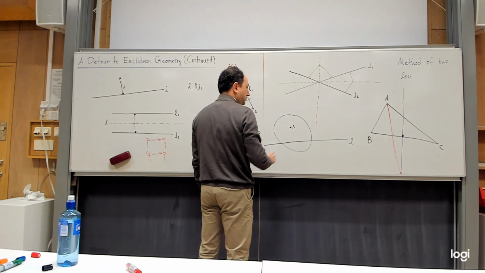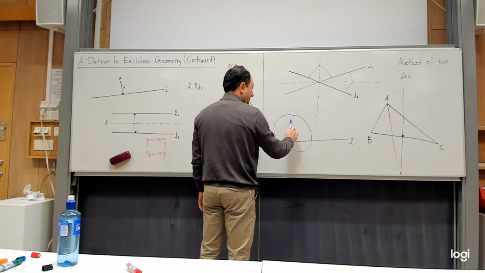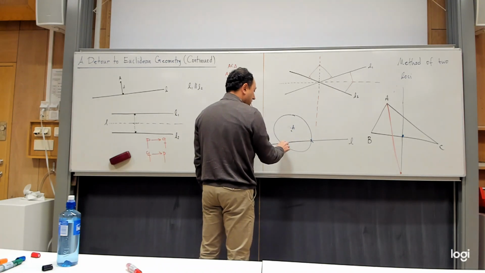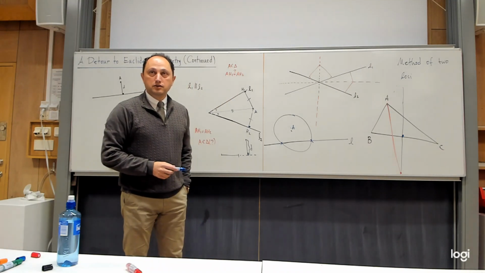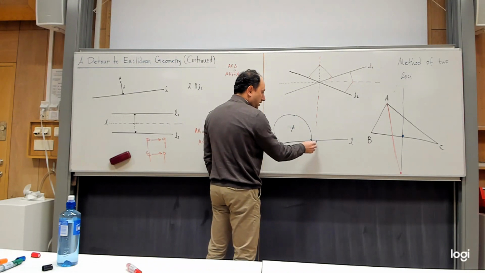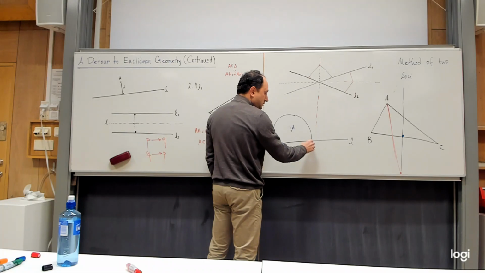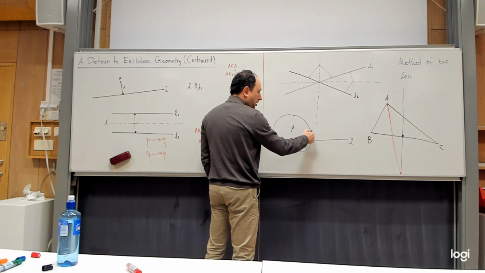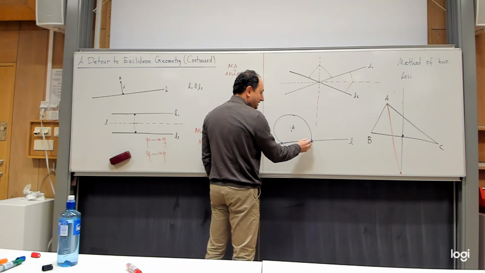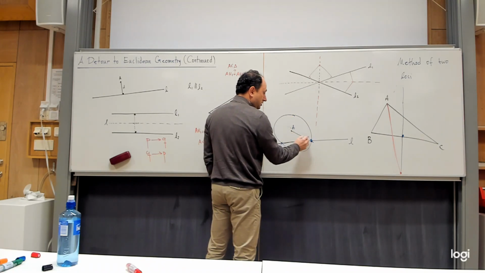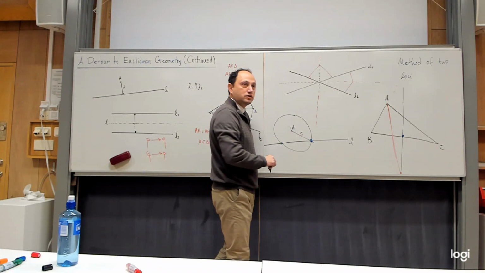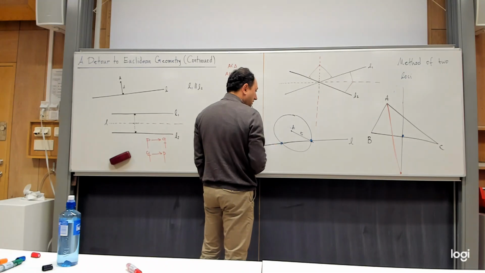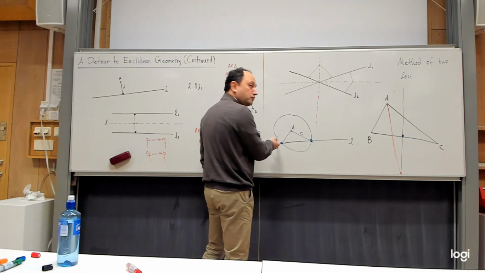Assume that this is 5 meters. Okay, let me change the center. If this is 5 meters, then I look for the intersections. So this point, if I find the intersection between these two, lies on the line, so that's good. It also lies on the circle, so it means that the distance from this point to its center is 5 meters, because the radius of the circle was 5 meters. And then I have another point. So I found 2 points.